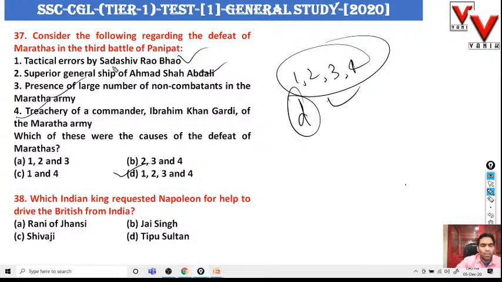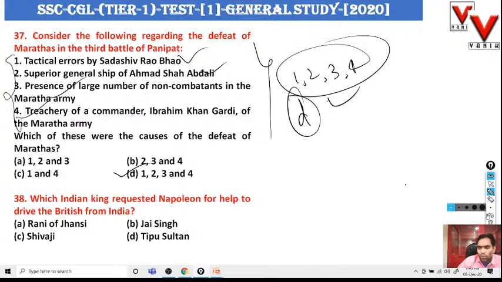The tactical error by Sadasiv Rao means he was not able to find out that Ahmad Shah Abdali was going to attack the Maratha territory. So that was the tactical error. And undoubtedly Ahmad Shah Abdali had superior generalship in comparison to Sadasiv Rao. And presence of large non-combatants means many people in the Maratha army didn't take part in the battlefield. And there was treachery also. So the right answer is all are correct, and the right answer is D.